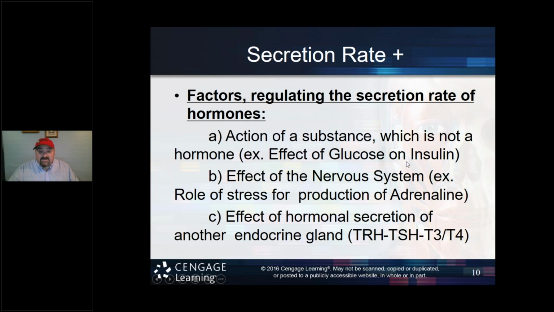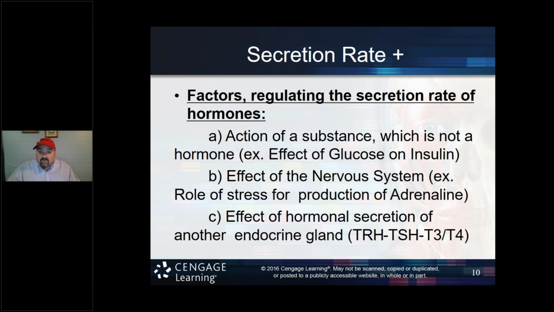The effect of the nervous system, so the role of stress in production of adrenaline, AKA epinephrine, norepinephrine, right? So if your body is under some type of stress and you start stimulating the sympathetic nervous system, what's going to happen? Those neurohormones, those neurochemicals are going to be released into the body and aid in the handling of whatever that stressful situation may be.